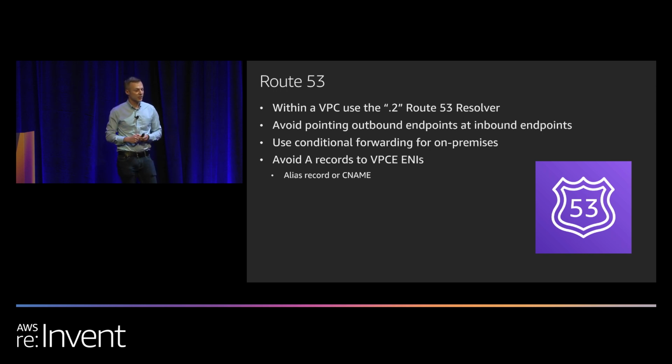Instead, use alias records. Definitely use alias records, because we'll handle the mapping on the back end and the resiliency. Or you could use CNAMEs. So if you wanted to have a friendly name in your own namespace, you can have a CNAME to the endpoint.